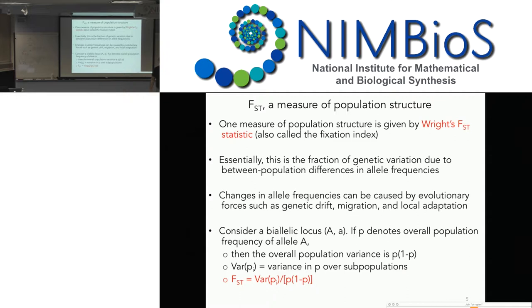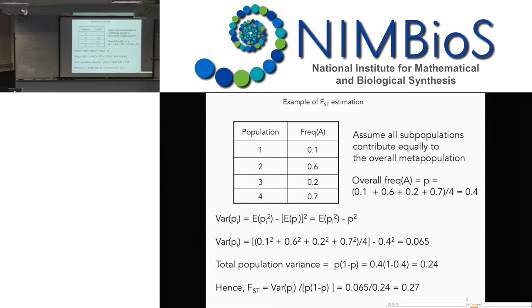So here's the idea. Here, for example, there are four populations, some frequencies. The overall population is 0.4. If I use these then to compute a variance in the frequency, I get 0.65. So FST turns out to be about a quarter. What that says is a quarter of all the genetic variation in that population is due to between species differences.